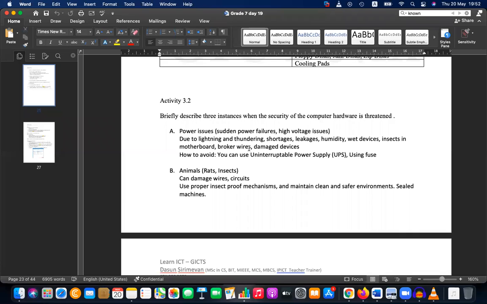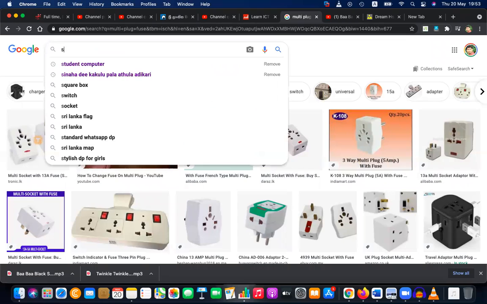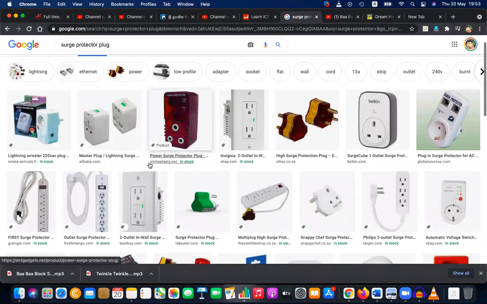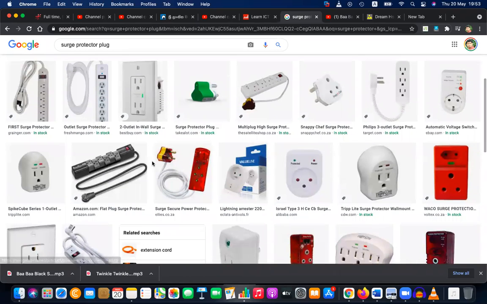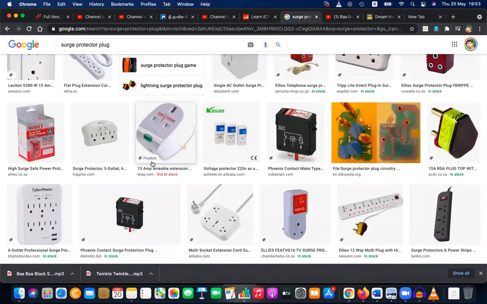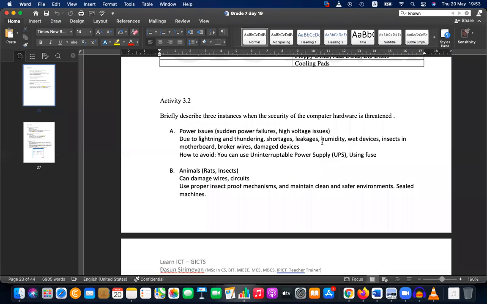Then the next thing is surge protectors, or voltage regulating tools. Those are also used in computer environments. Basically this is called a surge protector. Sometimes we use surge protectors to stop power irregularities. And not only that, there are fuses, surge protectors, and the uninterruptible power supply, or UPS.